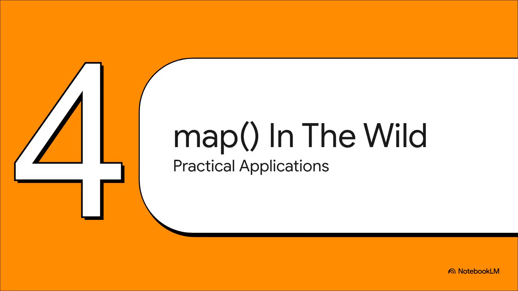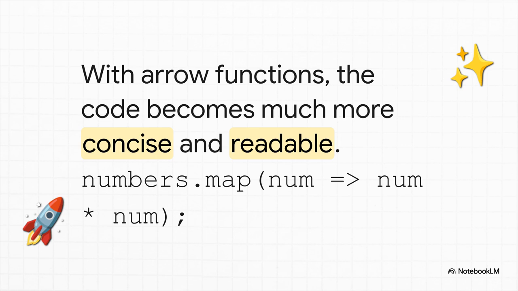That's the theory, which is great. But now let's talk about where the rubber meets the road. How do you see professional developers using map in their actual day-to-day code? Well, the first thing you're going to see everywhere is this super sleek syntax called an arrow function. I mean, look how clean that is. Instead of doubling, here we're squaring each number with just num, arrow, num times num. It's incredibly concise and so much easier to read. Honestly, this is how you'll see map written 99% of the time in modern code.